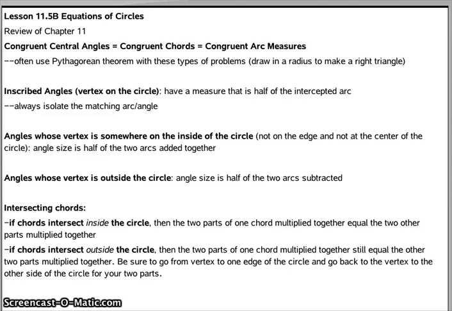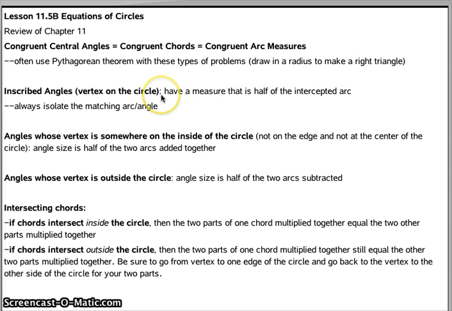Today's lesson is 11.5b. We're continuing with equations of circles. Just wanted to give you a quick review of where we've been so far in chapter 11. One of the first lessons was on congruent central angles, and if we have congruent central angles, then the chords that they make are the same and the arc measures are the same. A lot of times with these we would use the Pythagorean theorem to solve for the different lengths, so always be sure to draw in your radius to make a right triangle so that you can use the Pythagorean theorem.